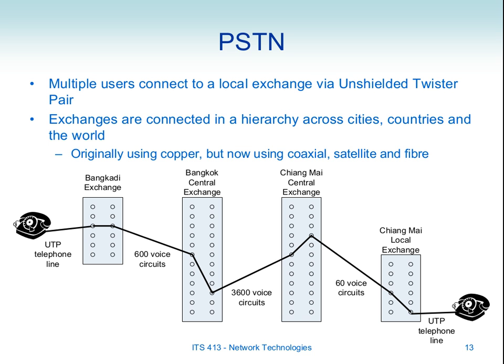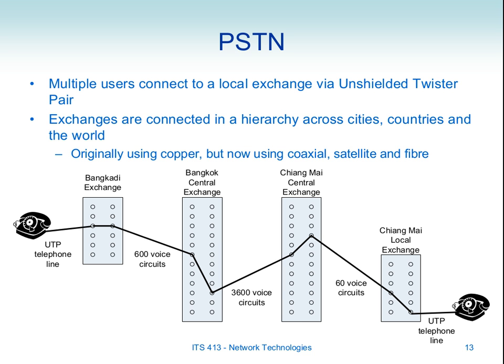And when you want to call and talk to someone in another city, then you make a connection via your line to your local exchange. And there may be a hierarchy of exchanges. So there may be a central exchange for Bangkok, and the local exchange connects to there. And then up to some Chiang Mai exchange, and then to a local one, and then for the person you're trying to call, there's a link to their telephone. So there's cabling between the telephones and the exchanges, and between exchanges.